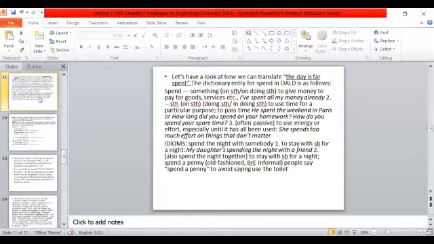Let's have a look at how we can translate the day is far spent. The dictionary entry for spend in Oxford Advanced Learners is as follows: spend something on something or on doing something, to give money, to pay for goods, to pay for services, as in the example, I've spent all my money already. Sense number 2, spend something on something, doing something, to use time for a particular purpose, to pass time.